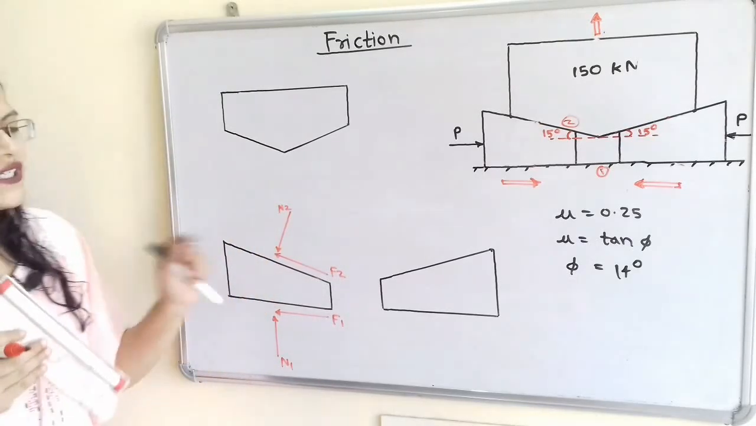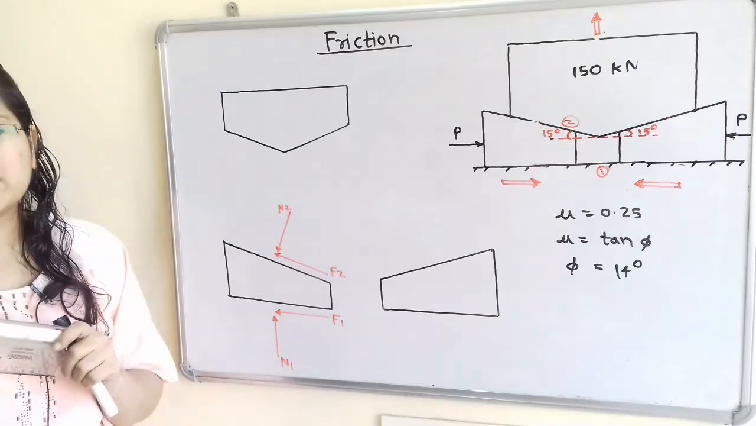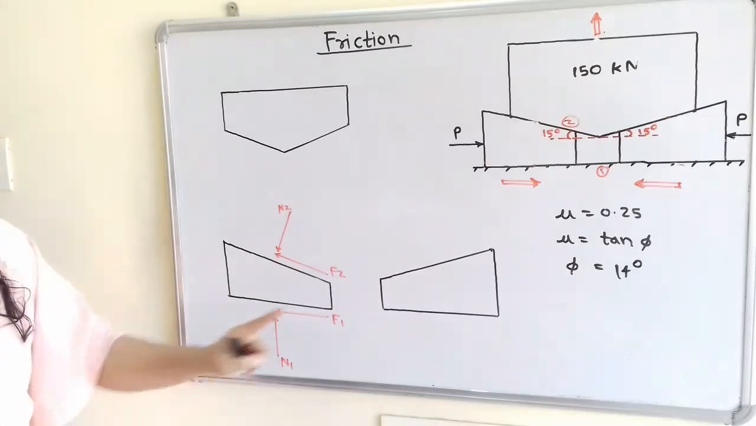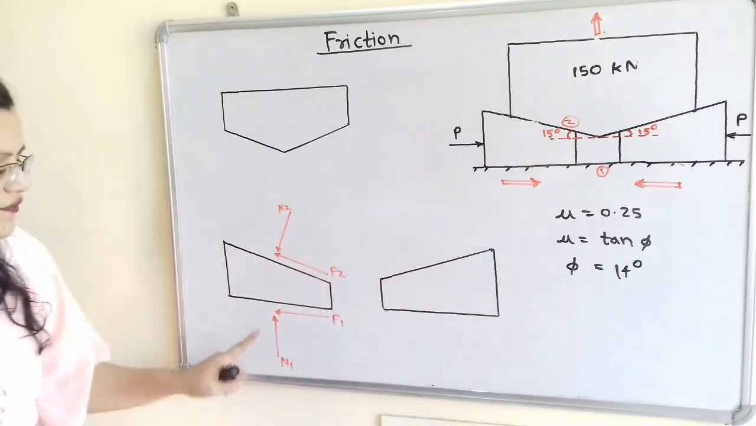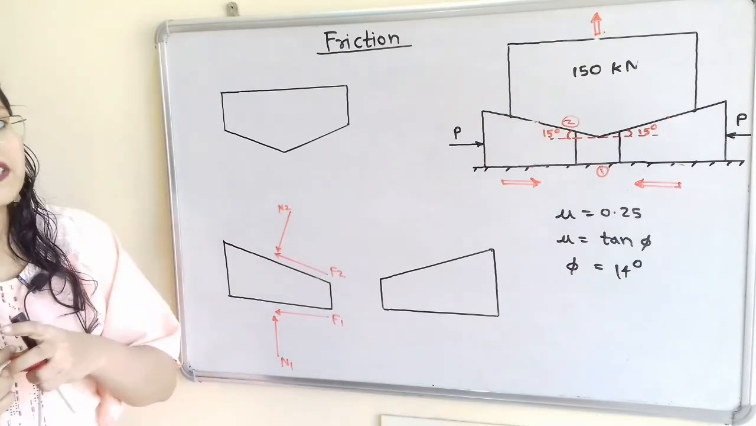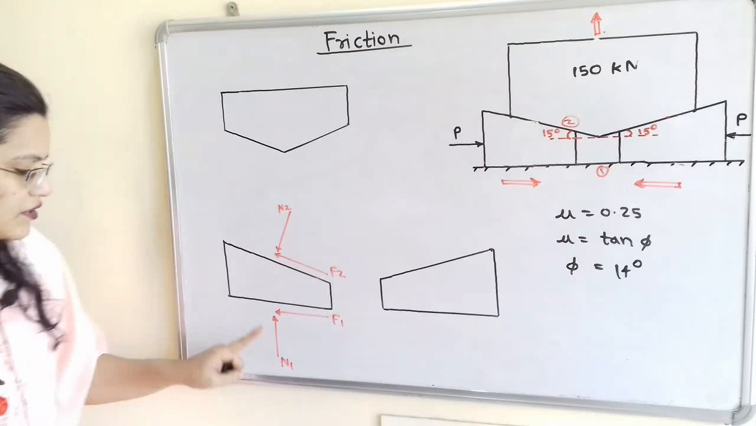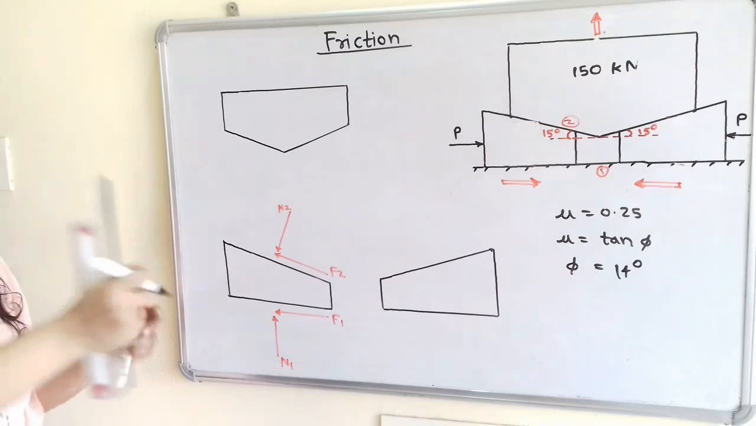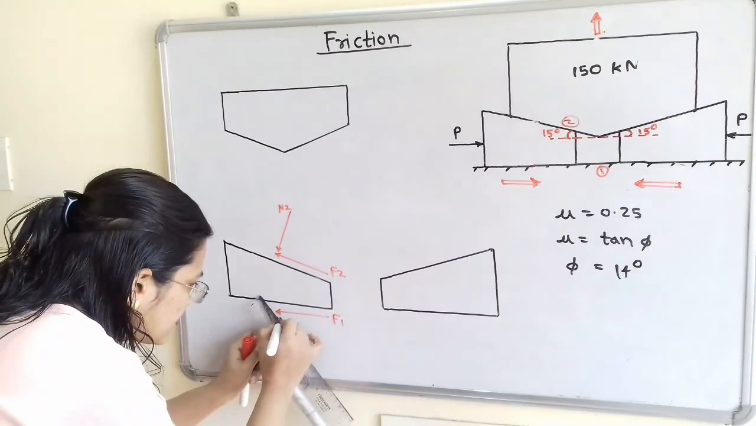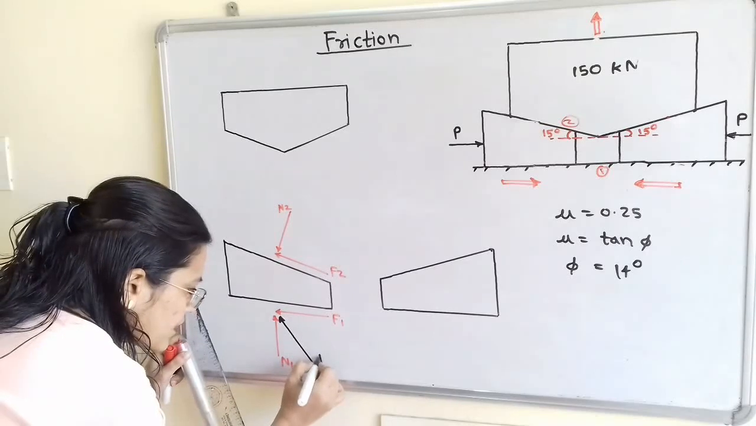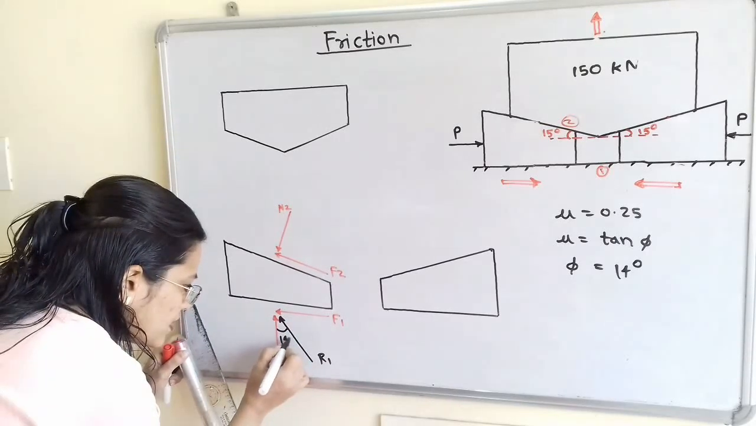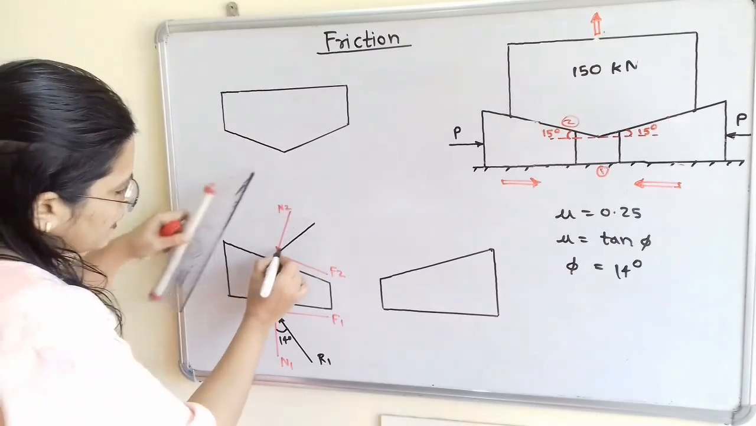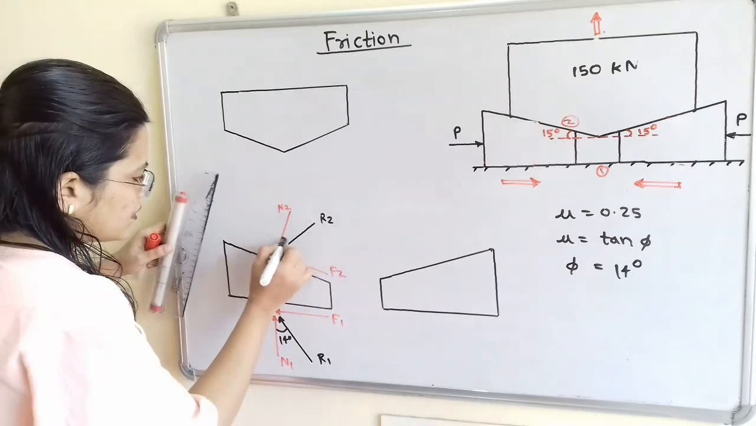Now we have to show the resultant. So how to show the resultant? We know that the resultant always makes an angle equal to the angle of limiting friction with the normal reaction. So it is easy for us to show the resultant. With normal reactions N1 and N2 we have to make a 14 degree angle. So here is the resultant R1, and the angle is equal to 14 degrees, and here resultant R2 and angle equal to 14 degrees.